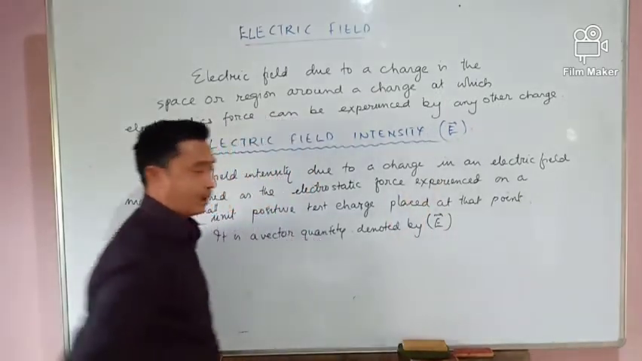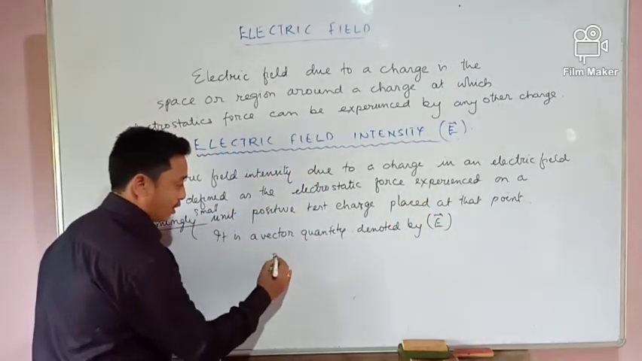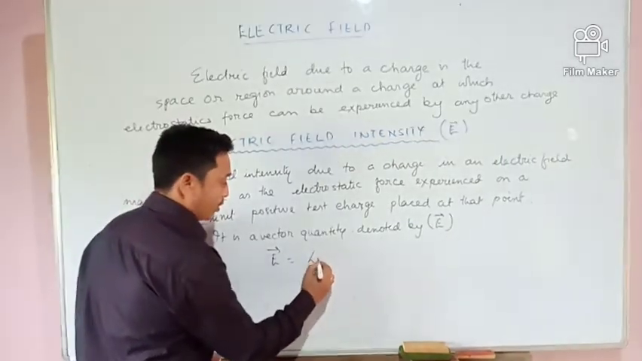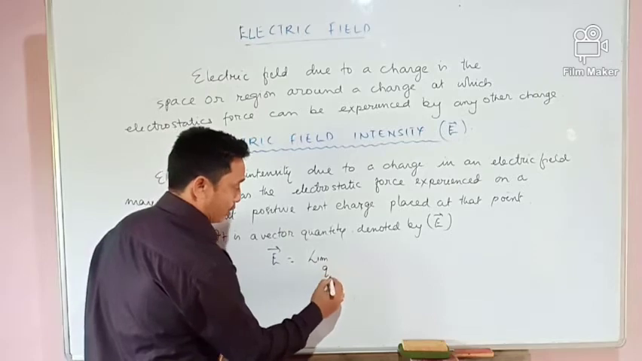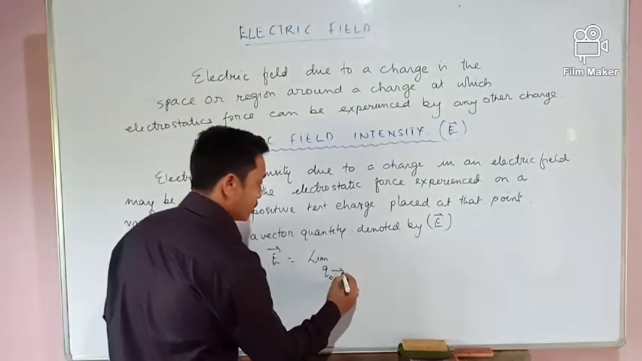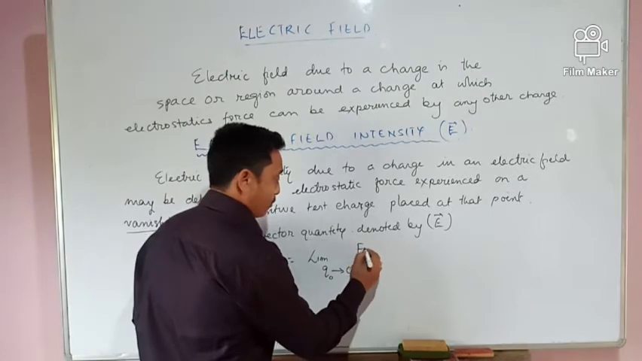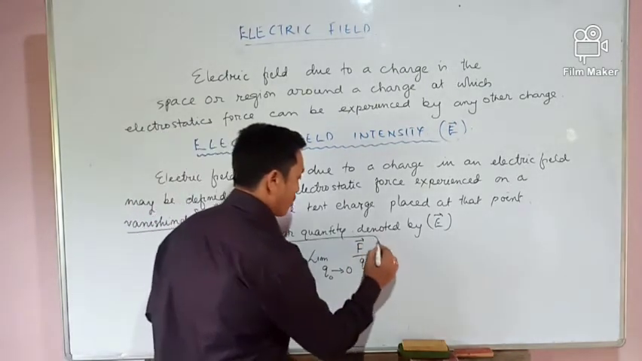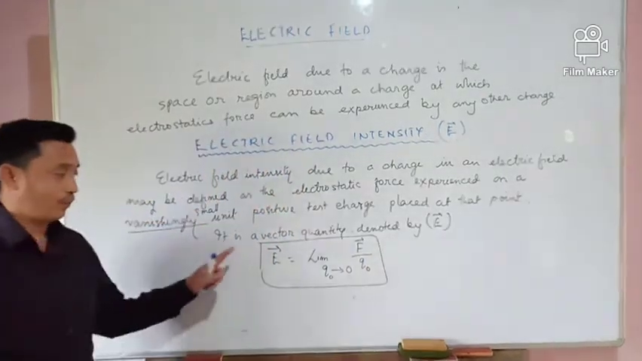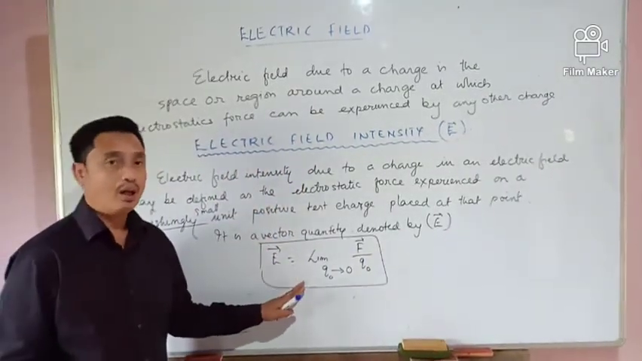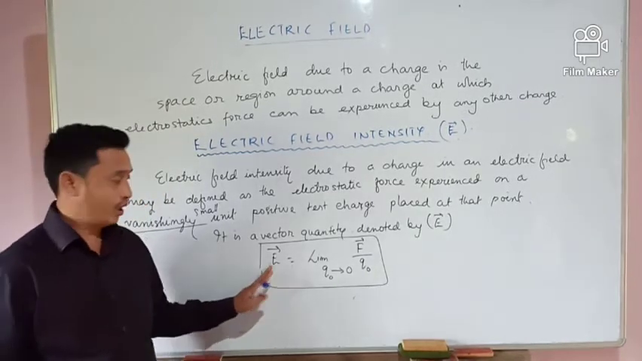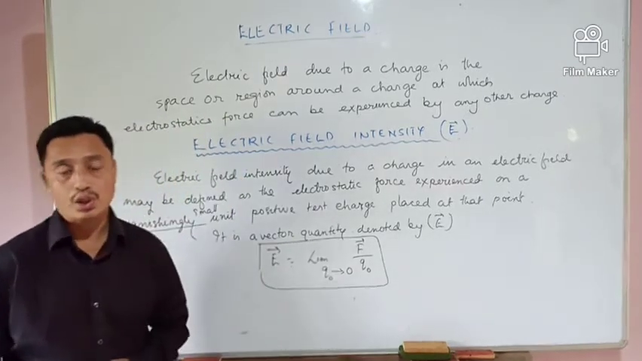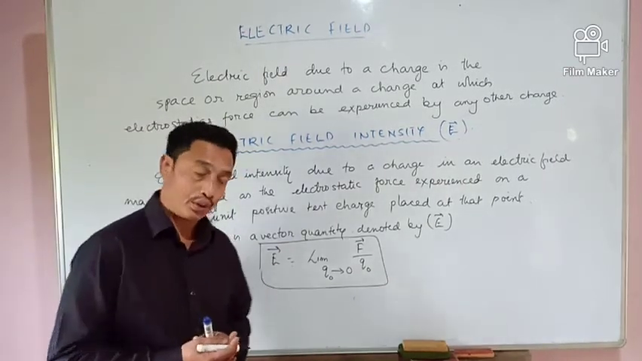It is denoted by E vector and written as E vector equals, as it is vanishingly small, the limit as Q naught, that is the test charge, tends to 0, of the force experienced per unit test charge. So this is our definition, and this is the formula for finding the electric field intensity. Electric field equals the limit of Q naught tends to 0 of F by Q naught. This is how we can measure the electric field intensity.